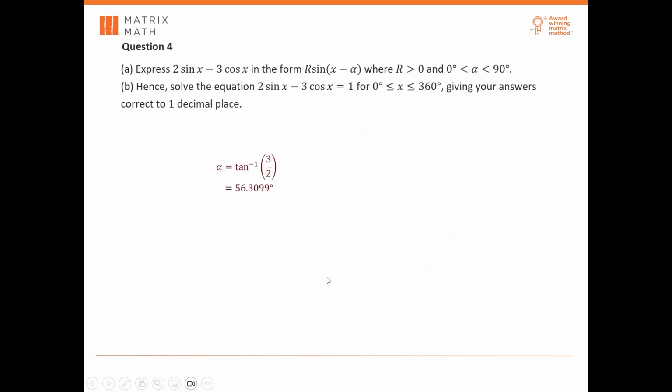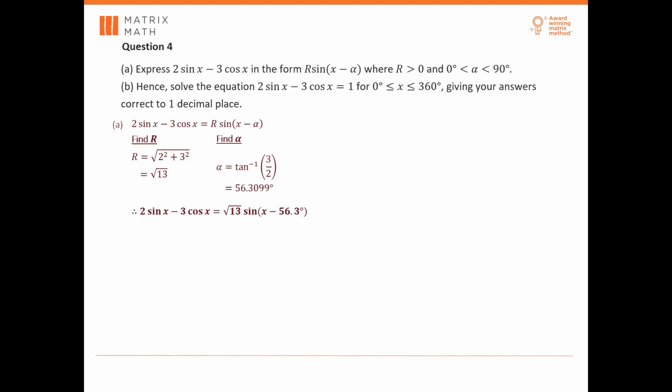Okay, question 4. Now, question 4 uses the R formula. So just apply the R formula straight away. To find R, just key in the values inside, you get square root 13. Then to find your alpha, tangent inverse 3 over 2 will be 56.3099. So apply the formula, you get 2 sine x minus 3 cosine x equals the following over here.